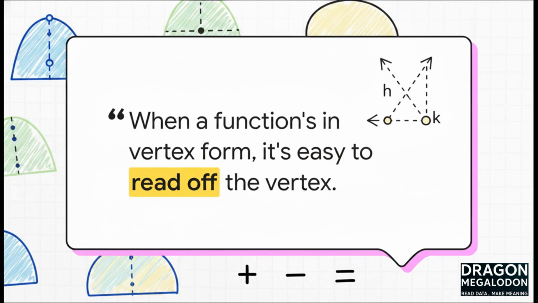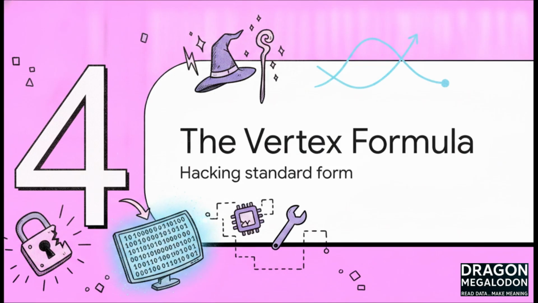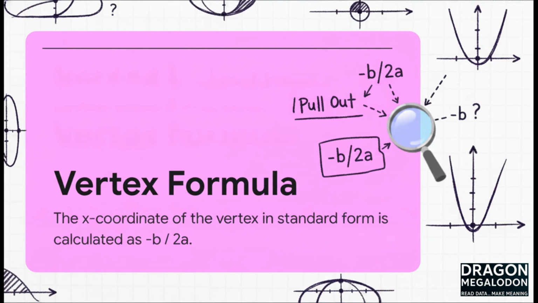You don't have to run a single complex calculation, you just look at the code and read the variables out loud. Section 4, hacking the vertex formula. Time to hack standard form. But what happens when you aren't so lucky? If your function is locked in standard form, you can't just casually read the vertex. The data is totally obfuscated.